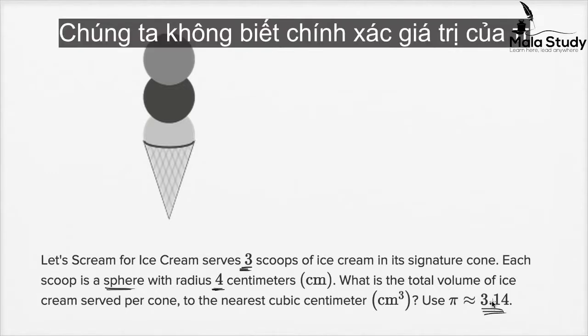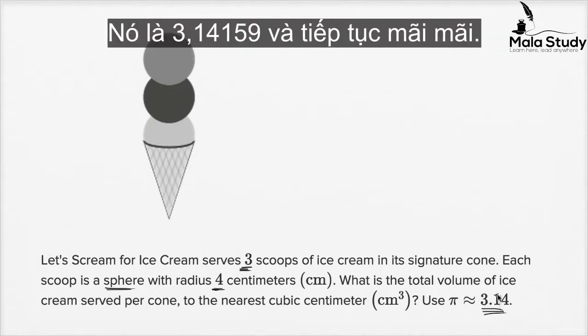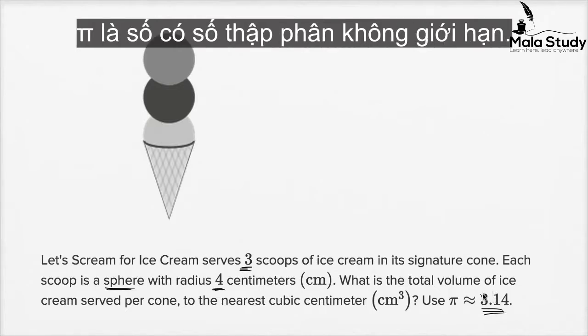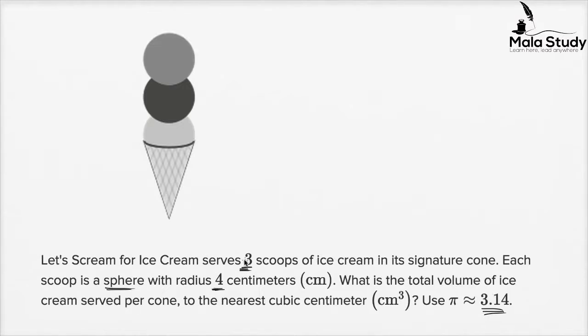We know that it's not exactly 3.14. It's 3.14159, and it just keeps going on and on forever. Some people memorize thousands of digits of pi, and even that's not all of it, because there's an infinite number of digits to pi. But anyway, let's see if we can tackle this.